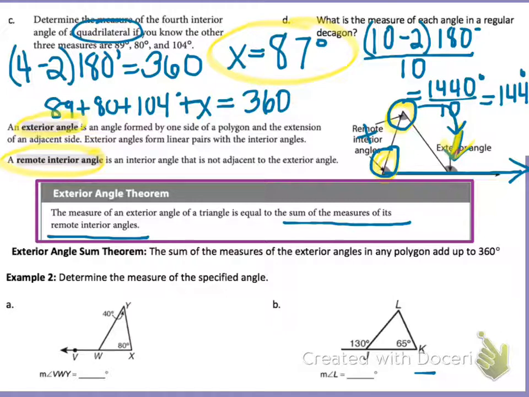So how are we going to use that? Well, if we know, say, the two remote interior angles, we could use it to find an exterior angle at the other vertex, or vice versa.